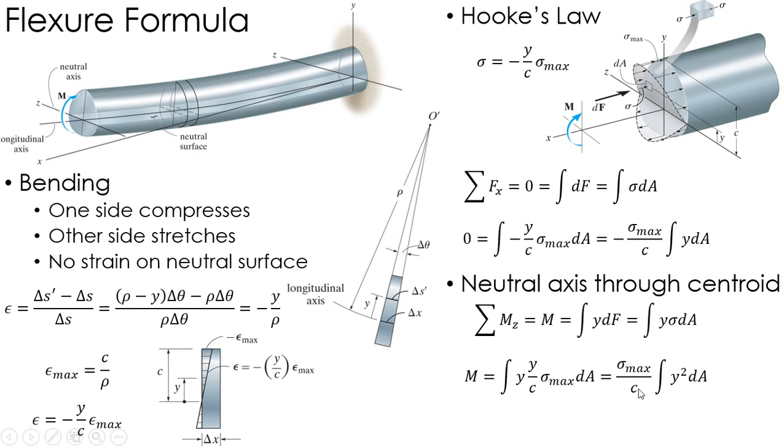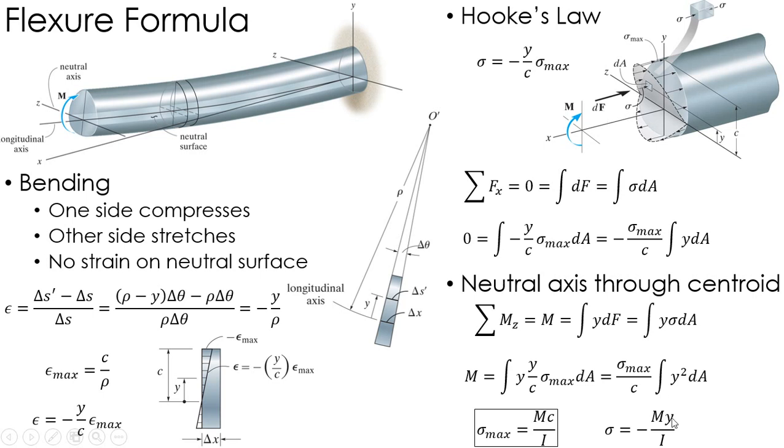Okay, pulling out sigma max over c, I'm left with the integral of y squared dA. And hopefully you remember back from statics that that function right there is the area moment of inertia I. So I can calculate the maximum stress due to a bending moment as that bending moment times the furthest distance away from the neutral axis divided by the moment of inertia. And again, this is the equation. This is called the Flexure Formula, and this helps us determine, based on bending moments, what the maximum normal stress is in my cross-sectional area.